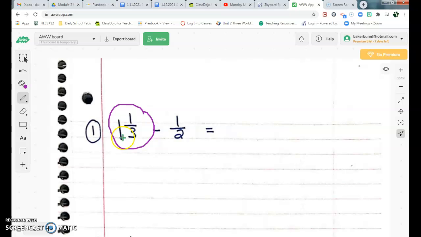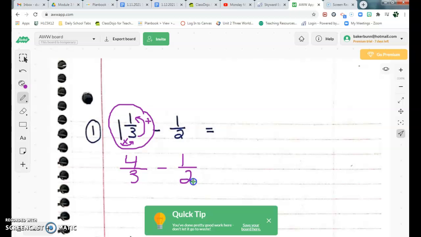So I'm going to take this 1 1/3, and I'm going to say, okay, 1 times 3 is 3. Okay? 3 plus 1 is 4. So I'm going to rewrite this as 4 over 3 minus 1 over 2. I just rewrote this 1 1/3 as 4/3. Same value expressed differently. Now I'm going to do butterfly method to continue solving this out.